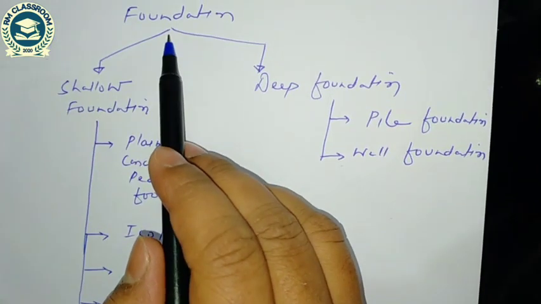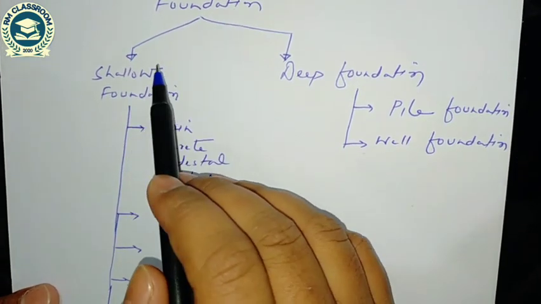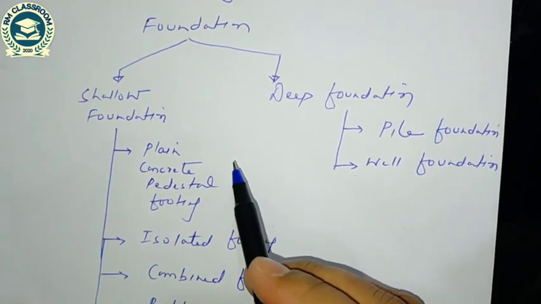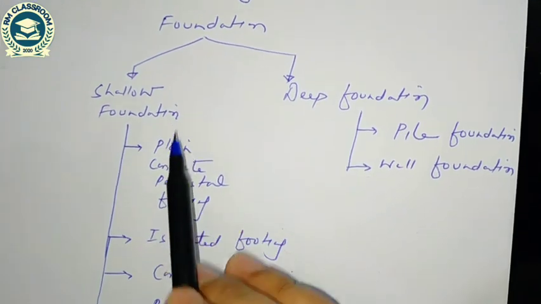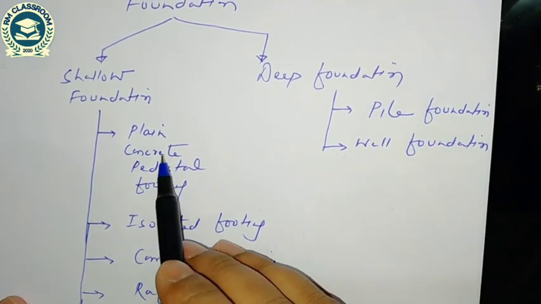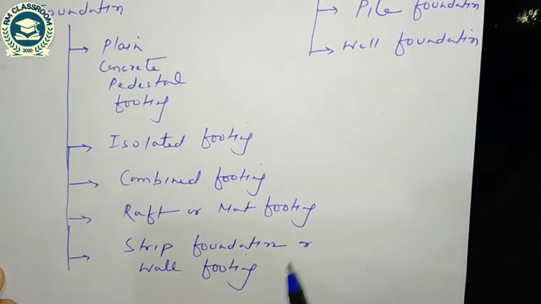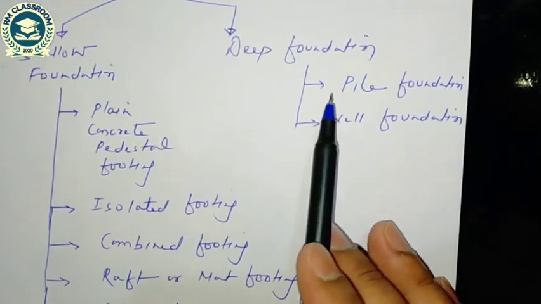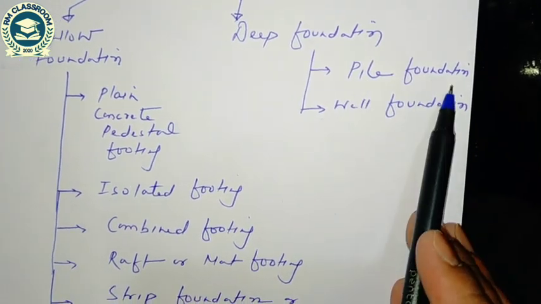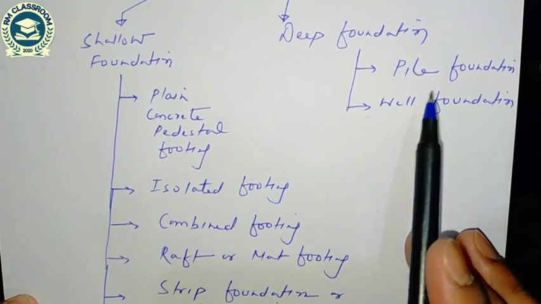So foundation engineering falls in geotechnical engineering, so I will discuss in detail what is shallow foundation and what is deep foundation. For the design of concrete structures, I am just showing the types of footing. In shallow foundation there are 5 types: plain concrete pedestal footing, isolated footing, combined footing, raft or mat footing, and strip foundation or wall footing. Similarly in deep foundation there are 2 types: pile foundation and well foundation. Pile foundations are provided where depth is very large and the bearing capacity of soil is very low.